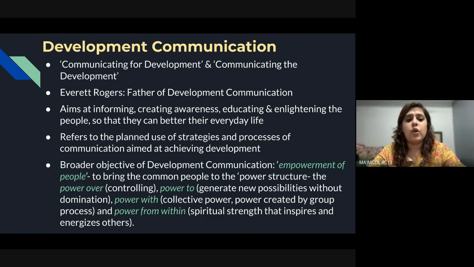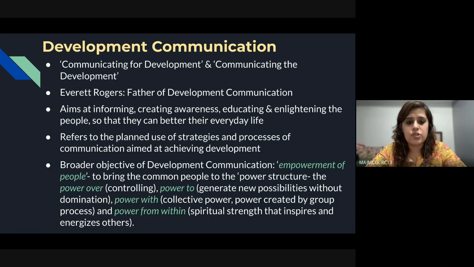Development communication, according to Everett Rogers, is empowerment of people. It is giving them power over, that is power to generate new possibilities without any kind of domination. Power with, that is giving them power with a lot of people, so collective power specifically, and power from within, which is the spiritual well-being, which inspires them to actually go ahead and get into development. This is how Everett Rogers defined development communication.